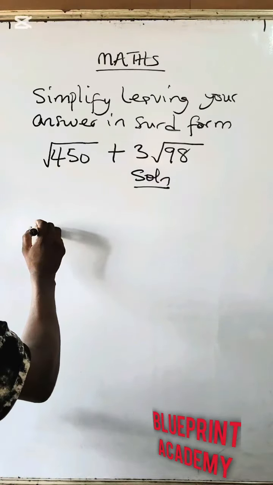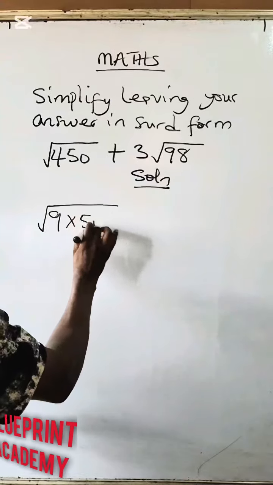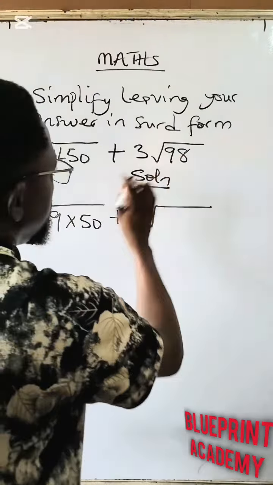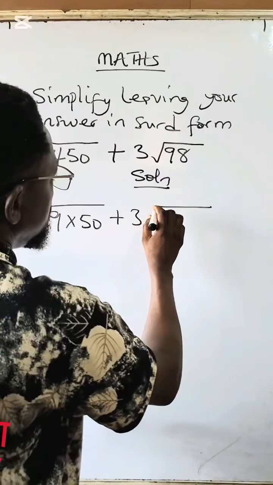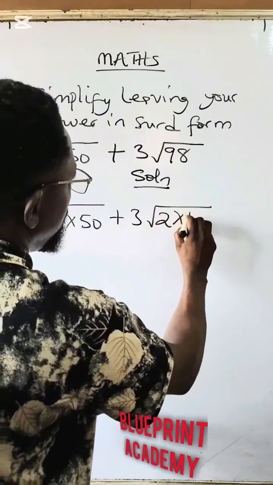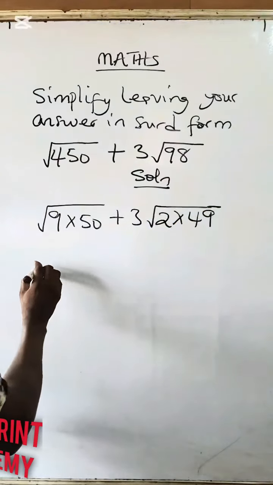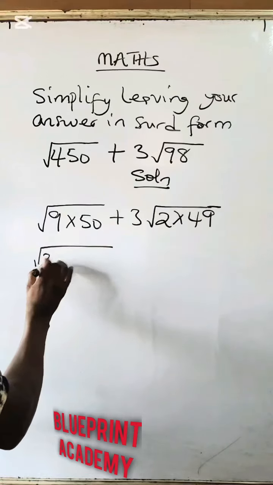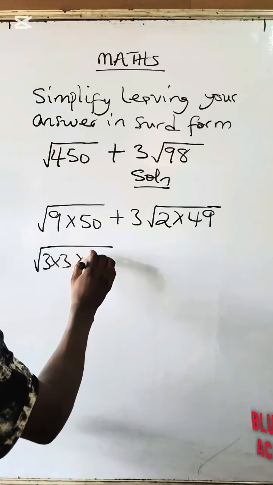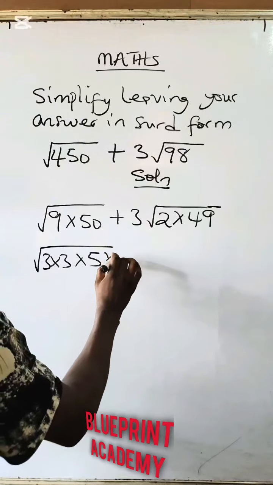450, we can write 450 as 9 times 50. Here we have 3. 98 is 2 times 49. So 9, 9 is 3 times 3. 50, we can write as 5 times 10.